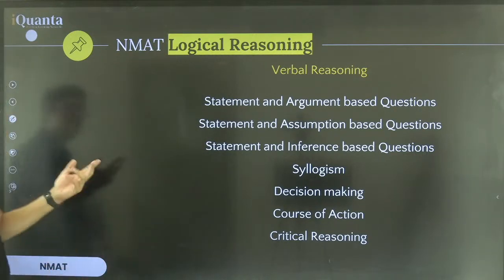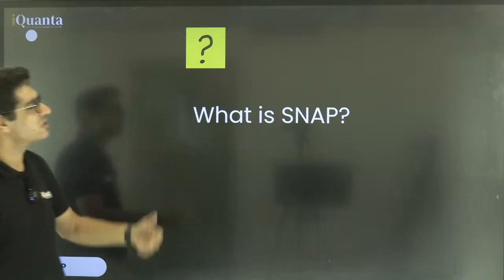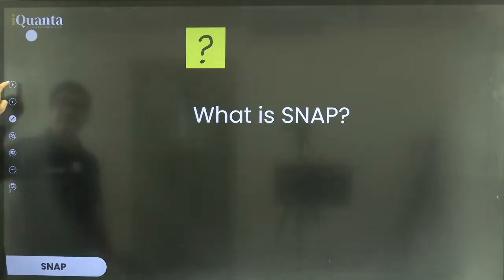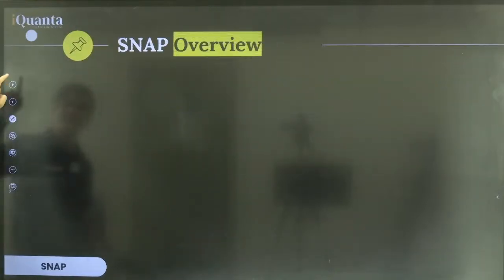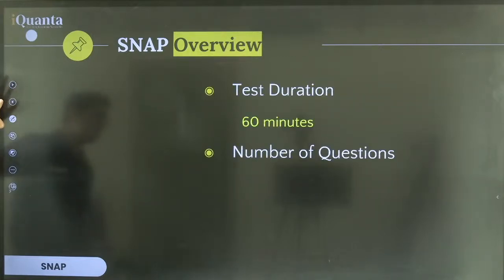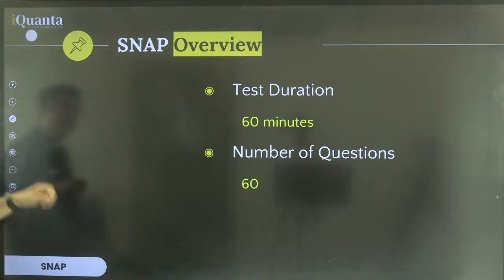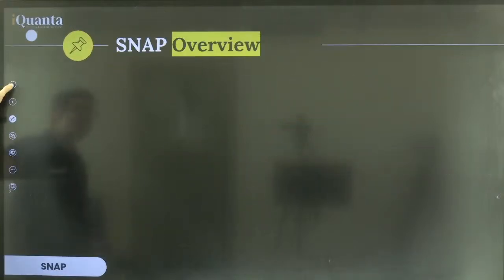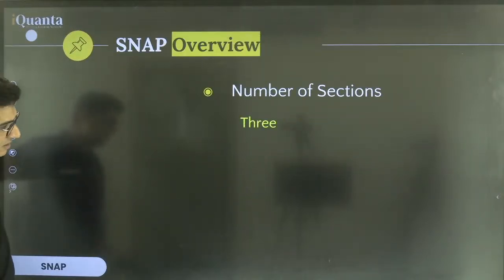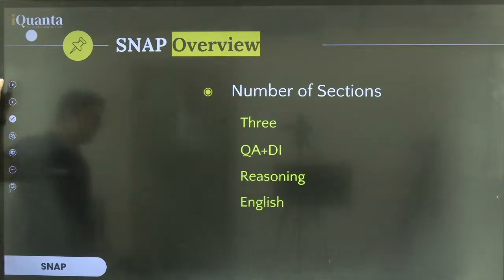And after that, let's go ahead and talk about this other exam which is approaching. That other exam is SNAP. And in the SNAP exam, once again, the test duration is 60 minutes. Number of questions, 60. And the paper is divided into 3 sections. The 3 sections are QA plus DI, then you have reasoning and you have English.